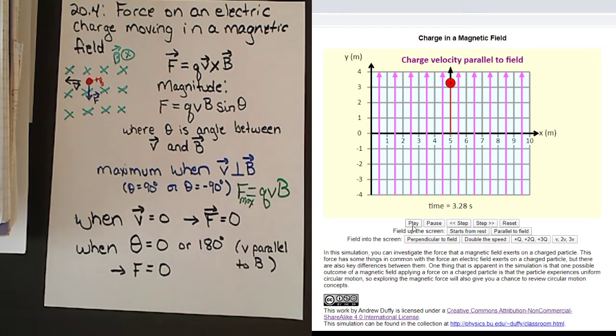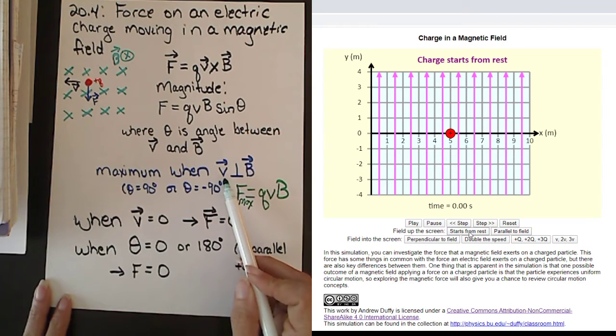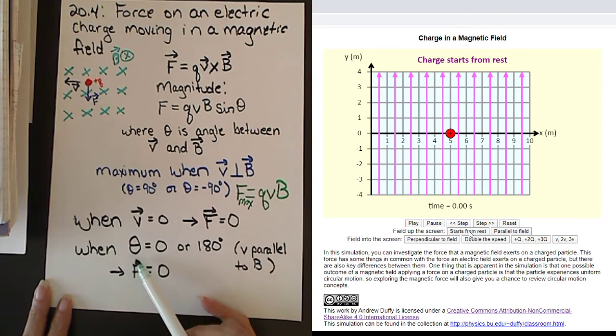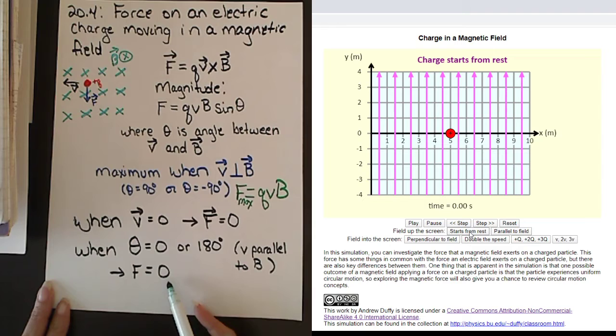So this might not seem obvious to you, but since the particle was already moving at a velocity v, and it's moving parallel to the magnetic field, the particle experienced no force from the electric field. I'm sorry, the magnetic field. So this occurs when the angle between the velocity and the external magnetic field is either 0 or 180. So in directions where the velocity is parallel or anti-parallel to the magnetic field, then our force is 0.